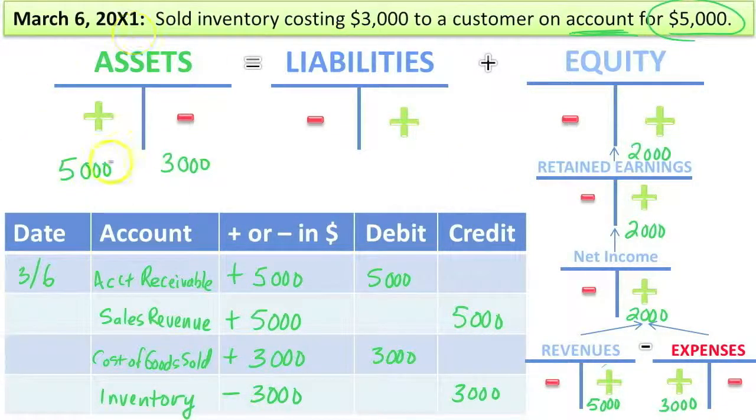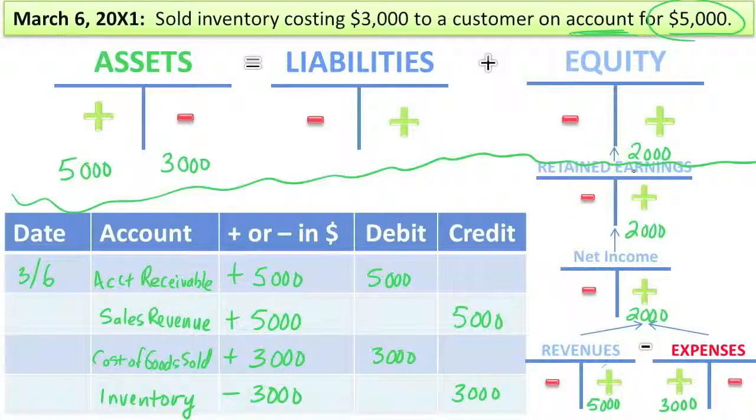Over on the asset side, we have a net change. It went up by $5,000 and went down by $3,000. That's a net increase of $2,000. And equity, net increase of $2,000. So if you just look at it from here above, it's in balance, isn't it? The net change, increase of $5,000 minus $3,000, $2,000, and it balances.